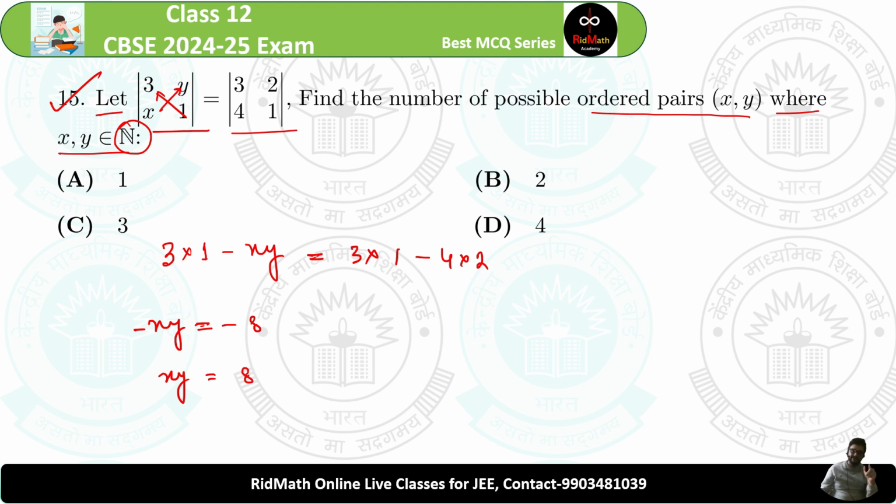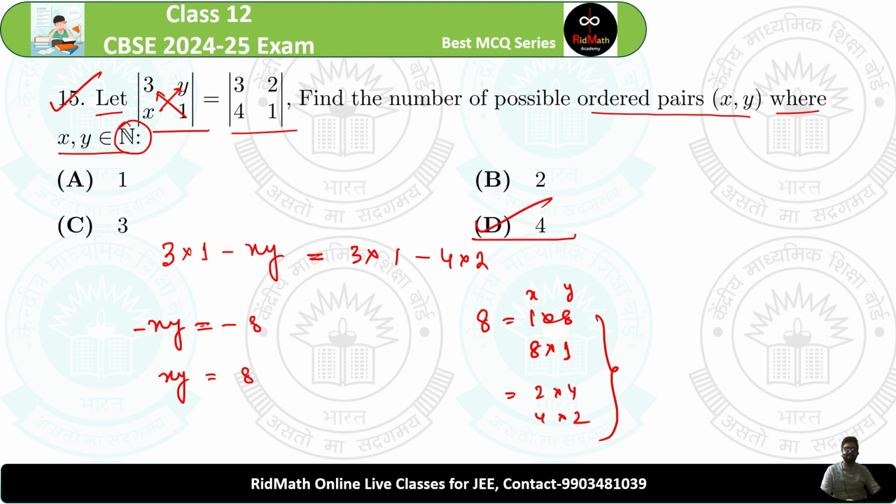For how many natural numbers is this possible? For natural numbers, you have to remember, 8 is equal to 1 into 8 and 8 into 1, because it can be x, it can be y, and 2 into 4 and 4 into 2. So there are 4 possibilities. That means there are 4 ordered pairs for which xy equal to 8. That means option D is again correct, 4. Okay, I hope you understand.